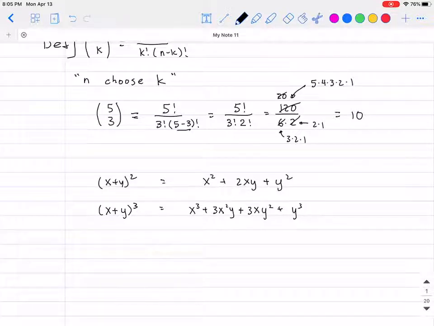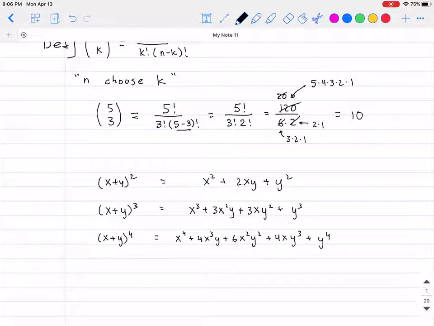Let's go ahead and take it to one more level. Let's say that we have x plus y to the fourth power. Again, saving you the heartache of having to multiply everything out, what you're supposed to get is x to the fourth, plus 4 times x to the third y, plus 6 multiplied by x squared y squared, plus 4 multiplied by x times y cubed, and finally plus y to the fourth. We could do this for x plus y to the fifth, and so on and so on, but I'm not going to.